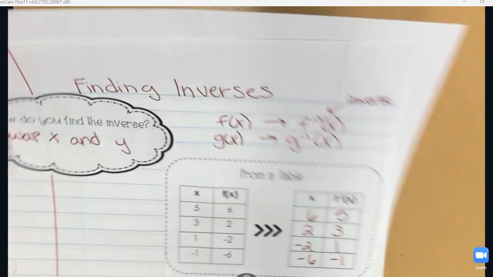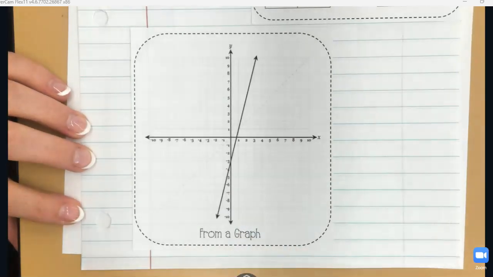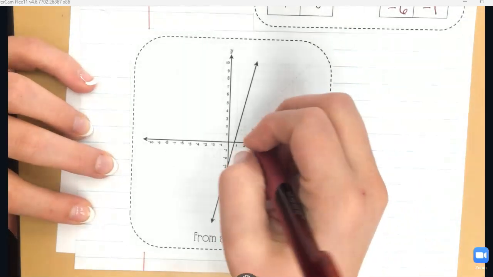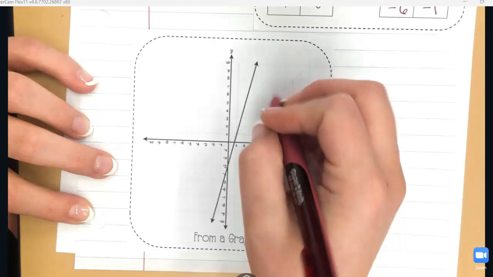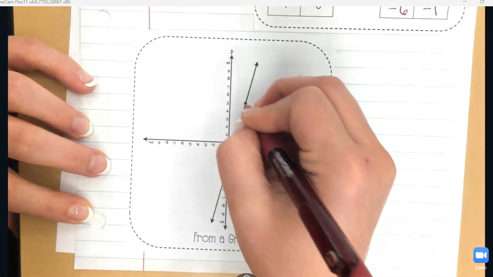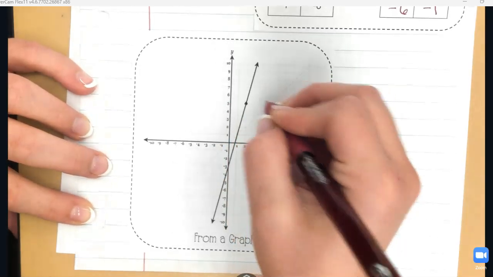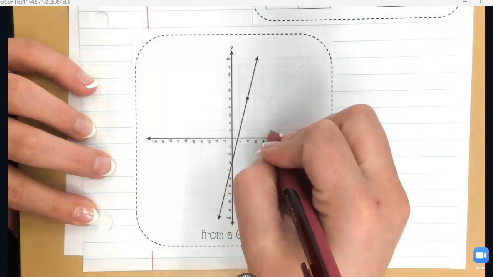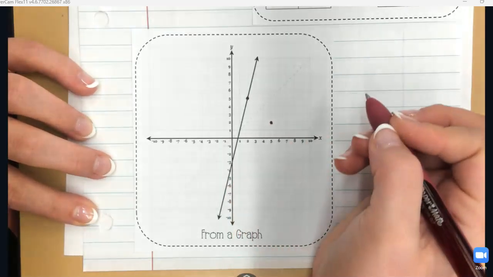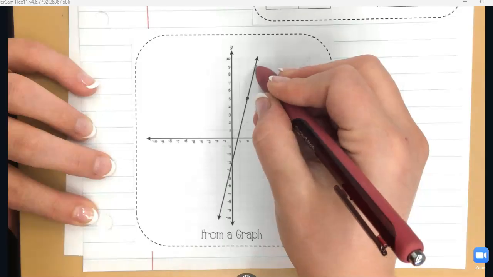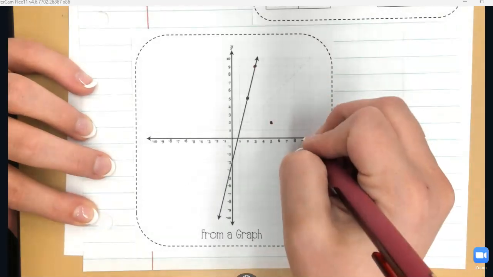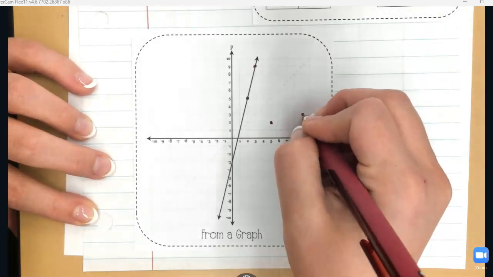And then if you are given a graph, similarly, what you want to do is find a couple of xy pairs that are on said graph. Like, let's look here. This is the point 2, 5. So switching that would be 5, 2. What else do we have? Here I've got 3, 9. So I'm going to swap that to 9, 3.